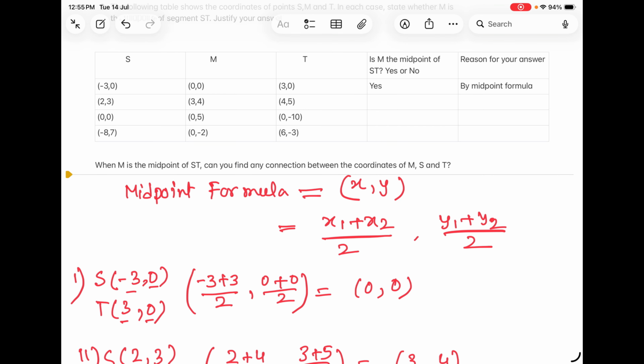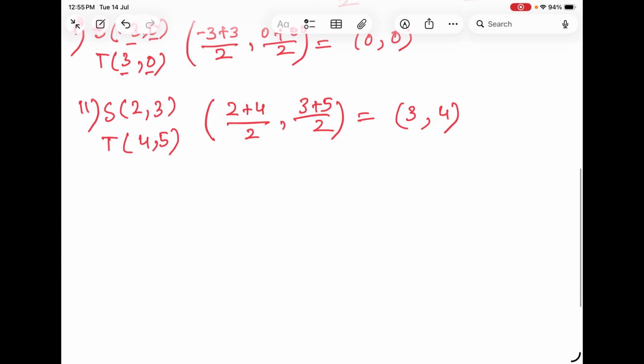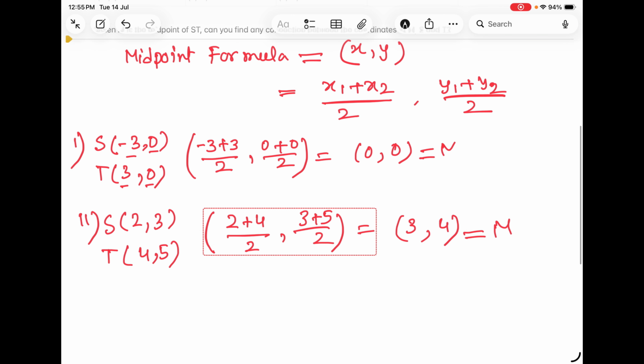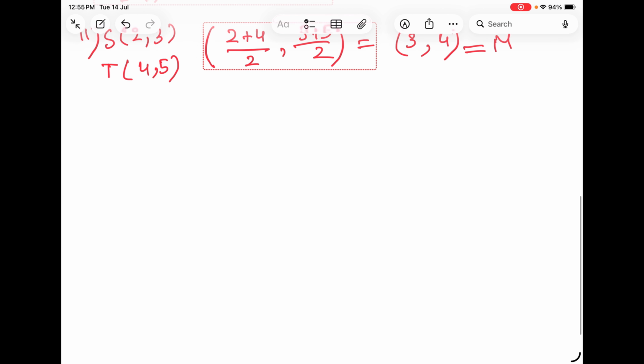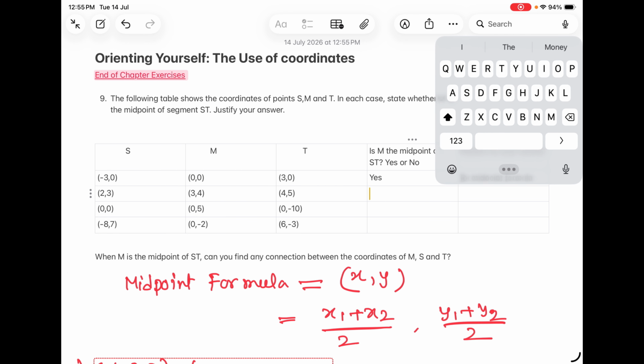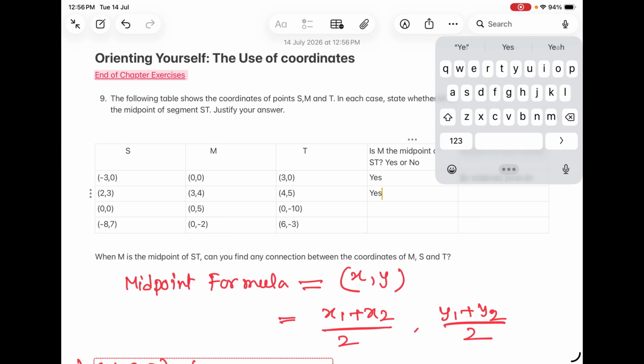which is equal to the given M, whose coordinates are (3, 4). You can write here that this is equal to M. So in the second part also we can write yes, M is the midpoint. Yes. And what is the reason? By the midpoint formula.